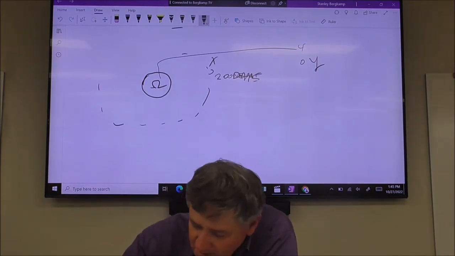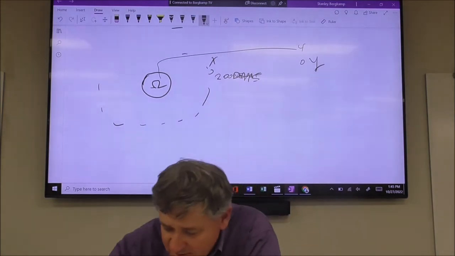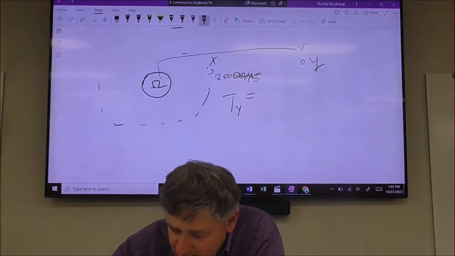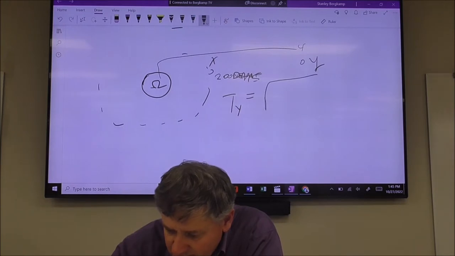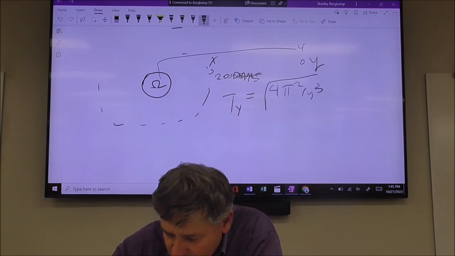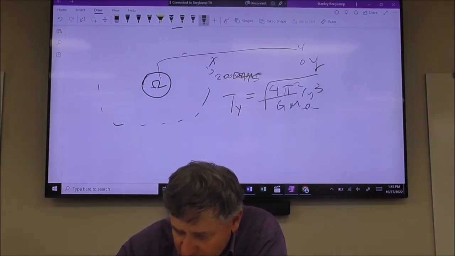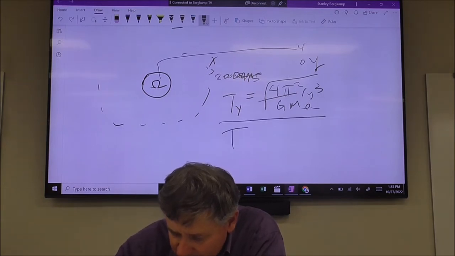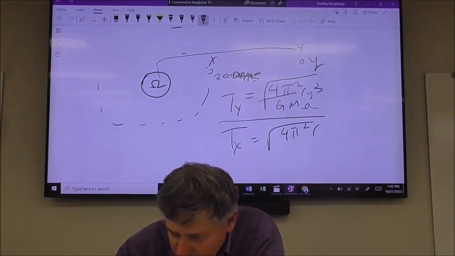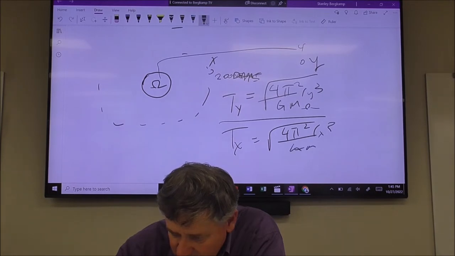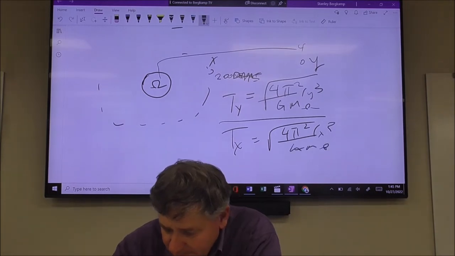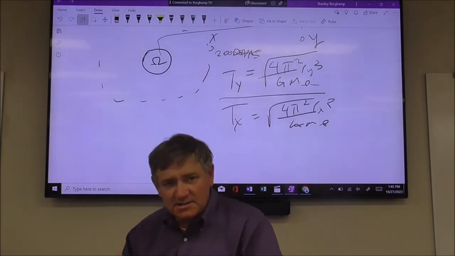So here's the deal. Go to that Swiss Army knife equation and go, okay, so the period of y is going to equal the square root of 4 pi squared r_y cubed over big G mass of that star. And that's going to be divided by T_x, which is 4 pi squared r_x cubed over big G. Okay, so now that's how you can start this out.